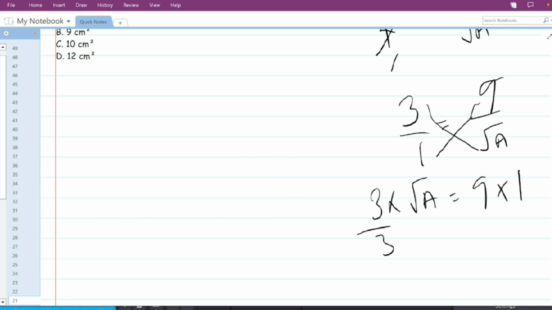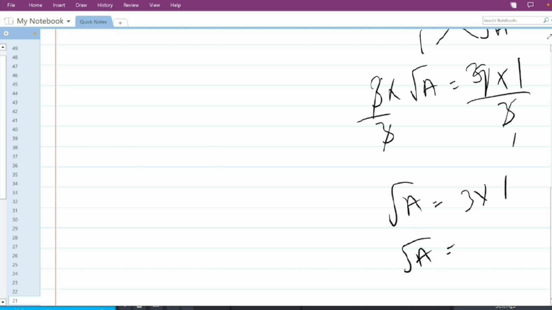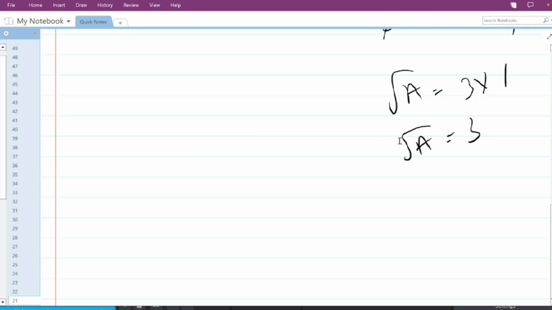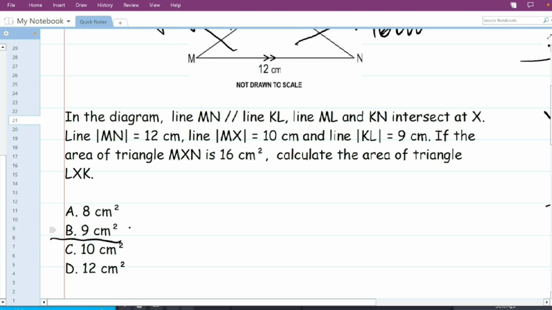We divide both sides by 3. 3 cancels 3. 3 here 1, 3 here 3. So we have square root of a equals 3 times 1, which is 3. For us to remove the square root, we square both sides. That's the opposite of square root. So square root is cancelled by square. So we have a equals 3 squared, which is 3 times 3. Our a equals 9 centimeters squared. Our answer is therefore B.